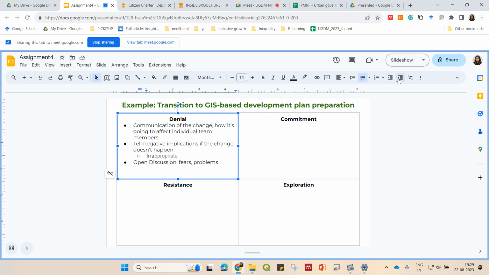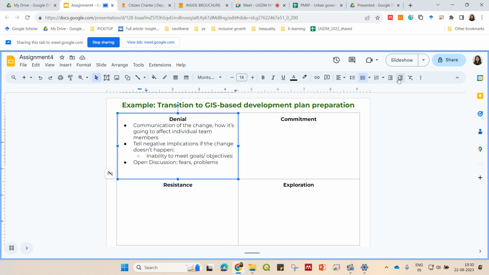Because you won't be able to meet your goals, or the goals that your team or your particular organization have been assigned. So the first negative implication will be that there will be an inability to meet goals or objectives. Okay, so if your team doesn't integrate with the new GIS based plan preparation method, you won't be able to meet the goals or objectives that have been set for your team or for your organization.